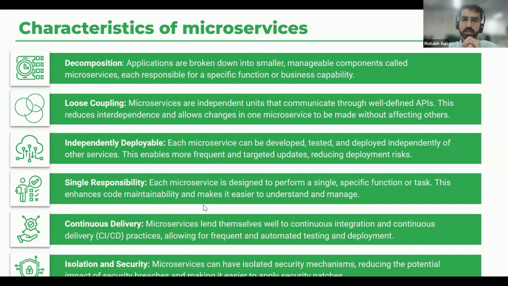The second characteristic it has is loose coupling. Microservices are designed with minimal dependencies between them. This loose coupling enables each service to function independently and be updated without affecting others. It also allows for the use of different programming languages and technologies across services, aligning with their specific requirements.